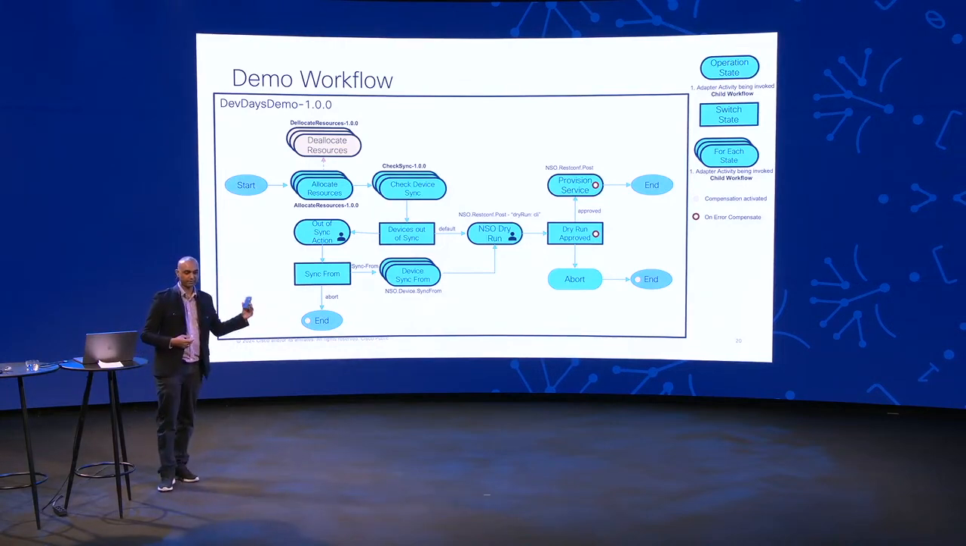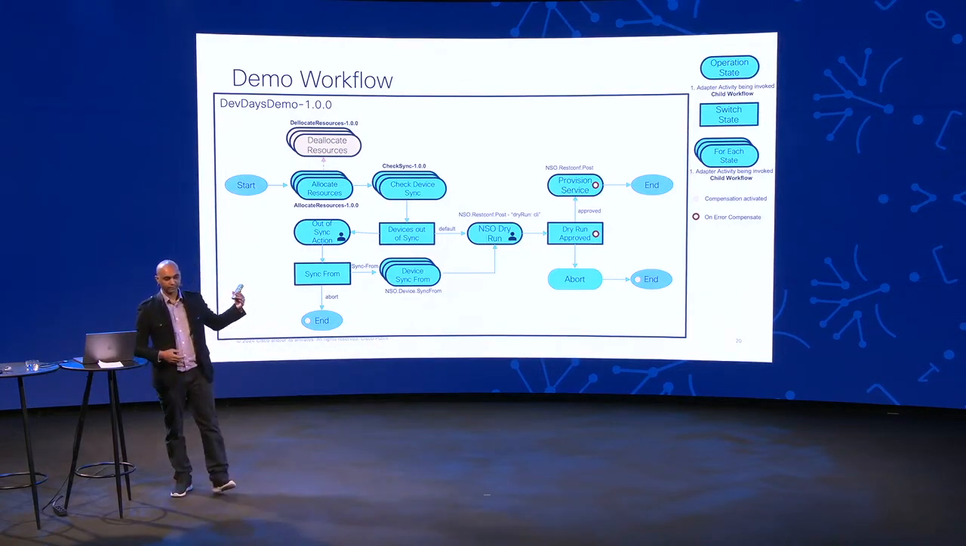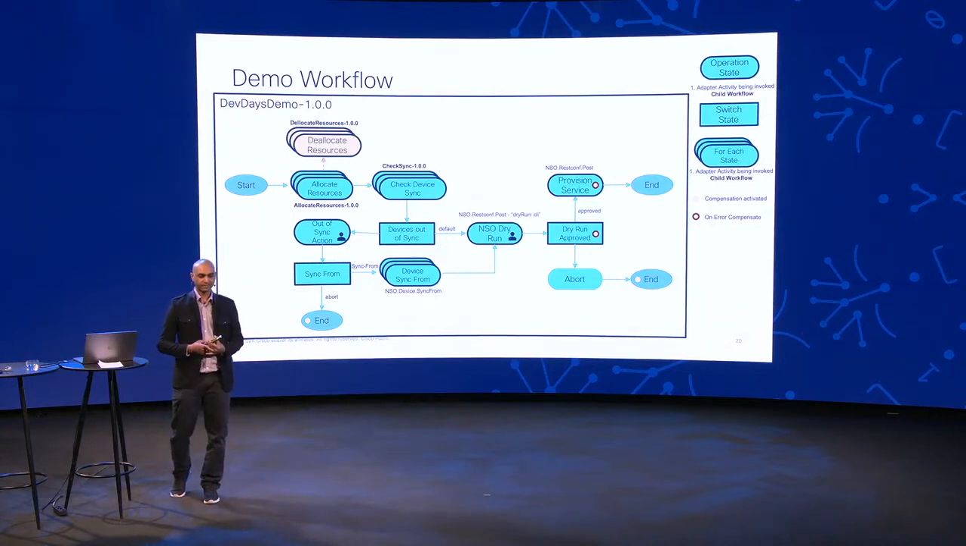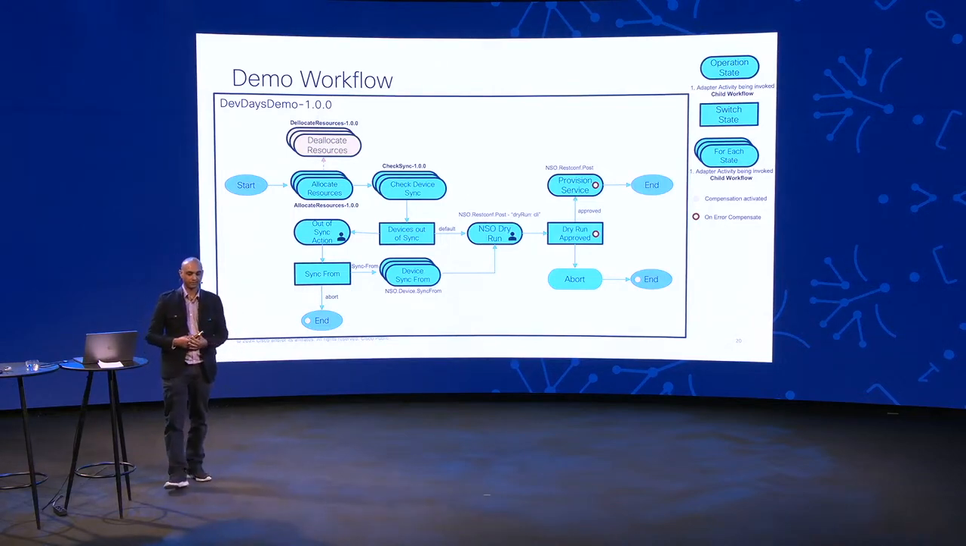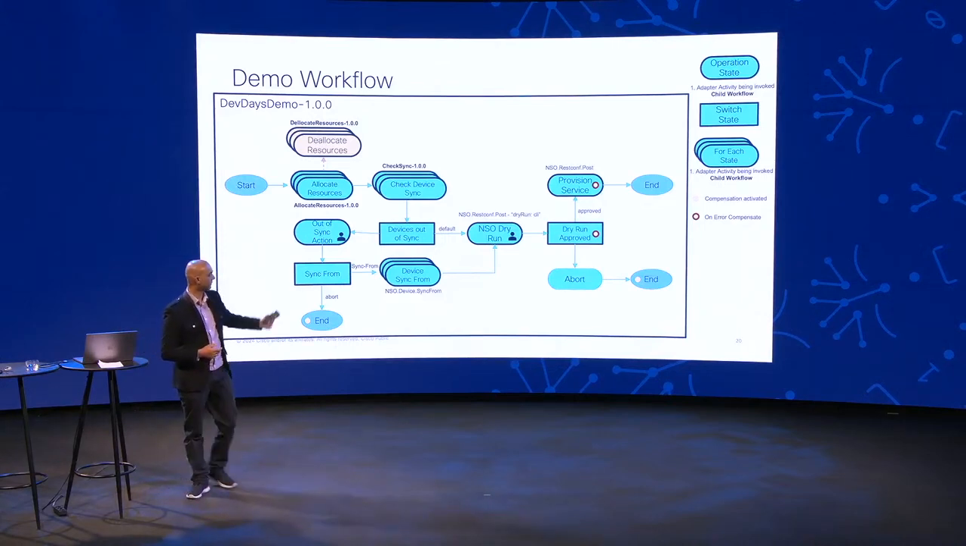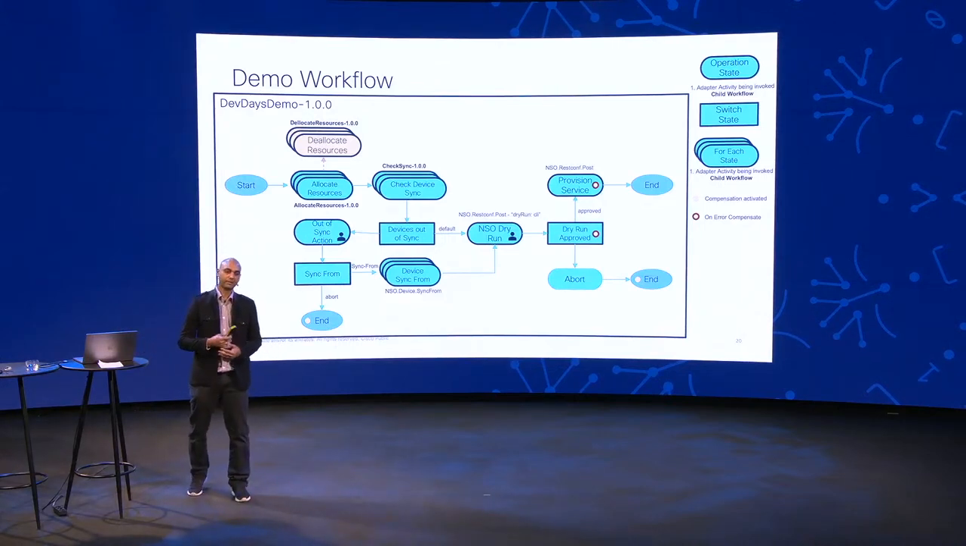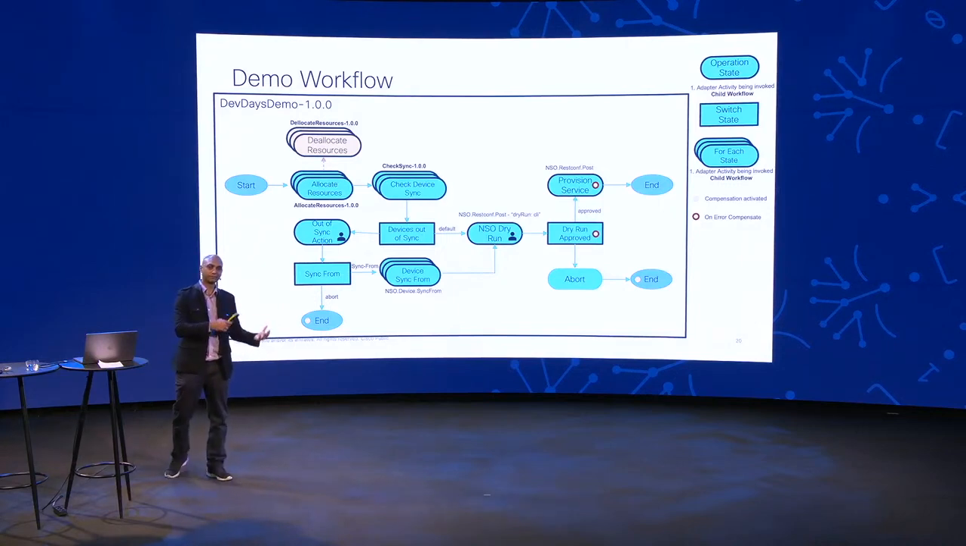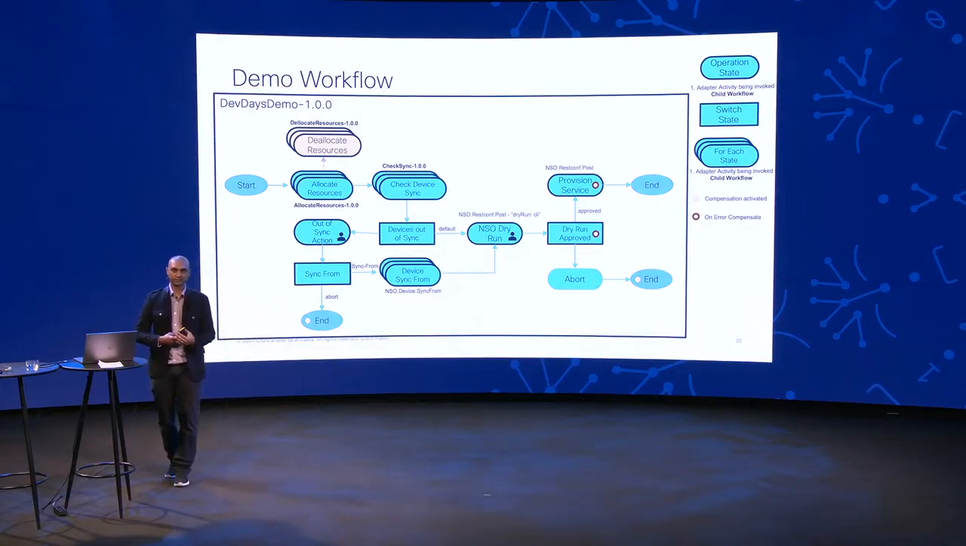Now, if everything is going well, we can do the dry run, we have an approval step, and then the final step will be the provisioning of the services. If any of those steps, when we do the dry run or when we're provisioning the services, has an error, the error handling kicks in, and it will automatically do the compensation of the allocated resources.